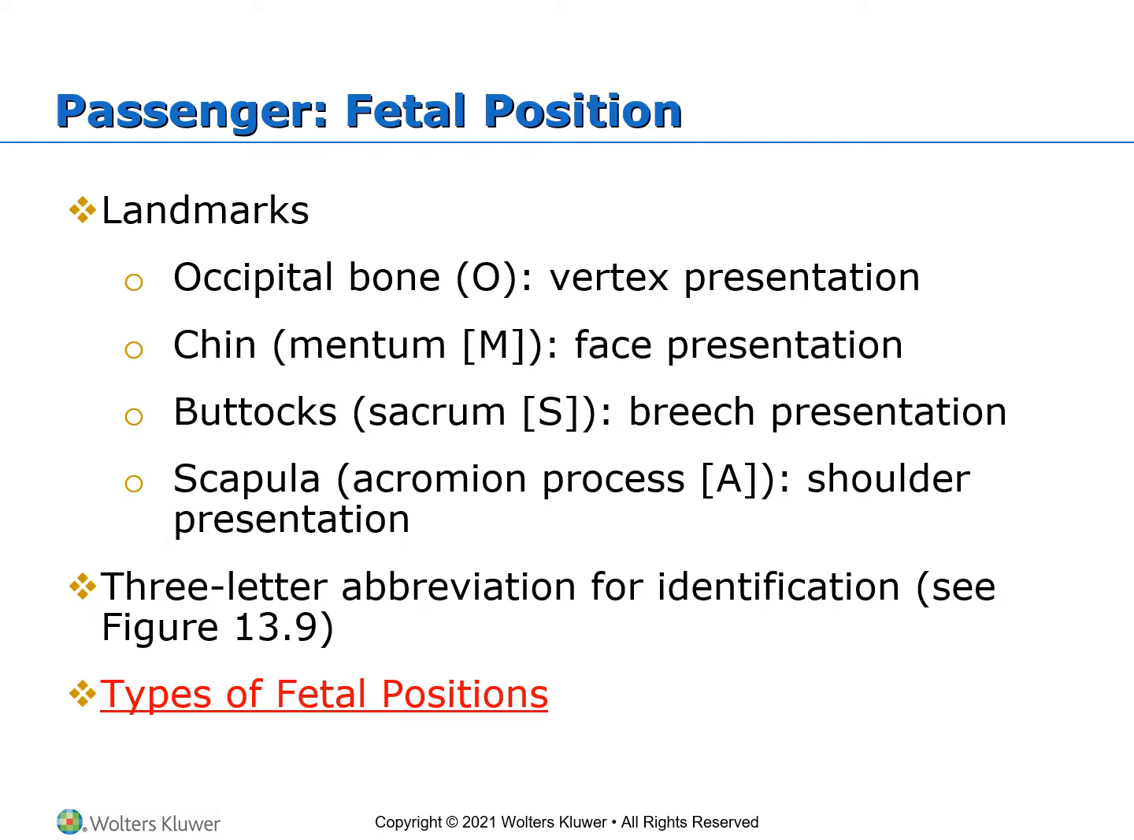And so occiput is the cephalic or head first. The occipital bone is the bone at the back of the head. The scapula is an A. That's the shoulder presentation. The chin is mentum. That goes with the M. That's the face presentation, which we don't want to see. Then the buttocks, which is the breech. That's the S. That's for sacrum.